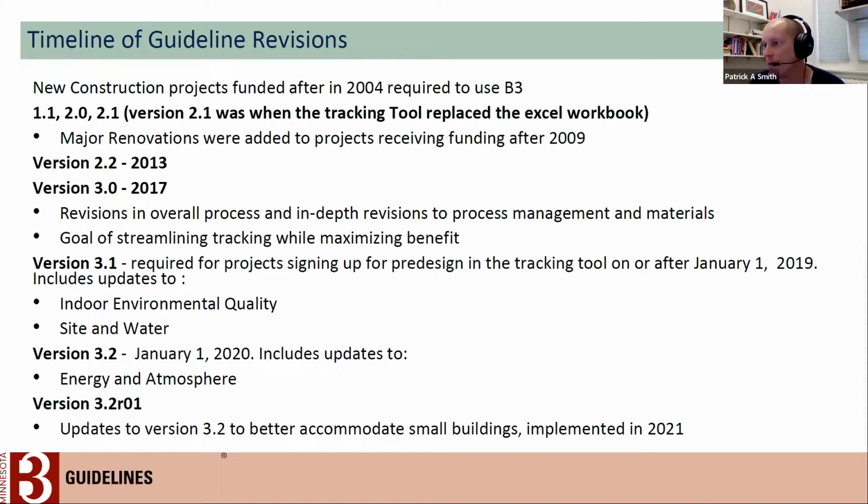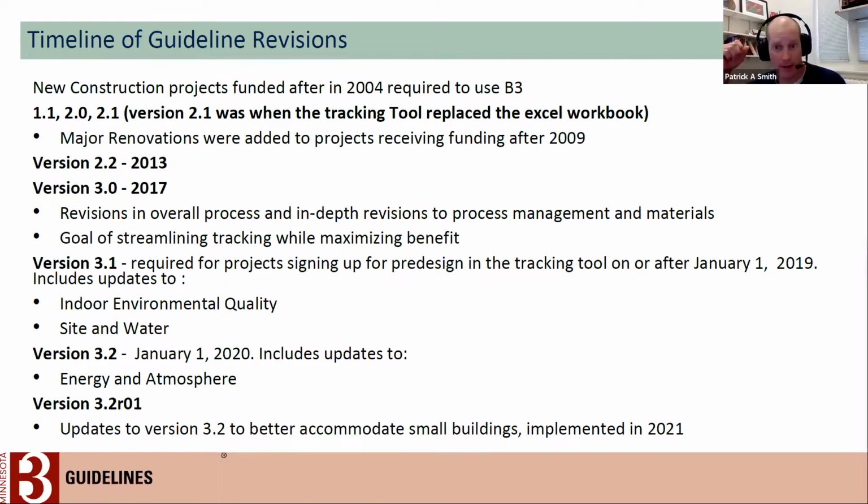We expanded to include major renovation projects in 2009. Version 2.2 came out in 2013. Version 3.0 came out in 2017, which was the largest update to the overall process, and saw the number of phase submissions, for example, winnow down from 8 to 4, trying to really streamline the process that teams would go through to submit for the guidelines.